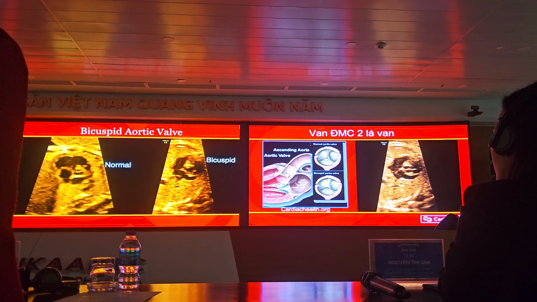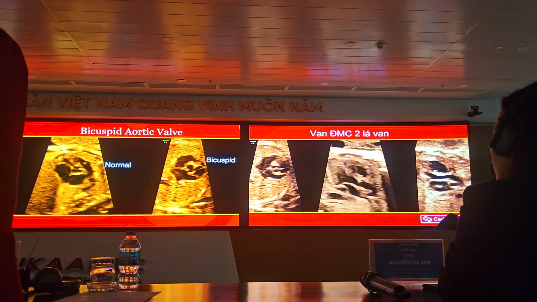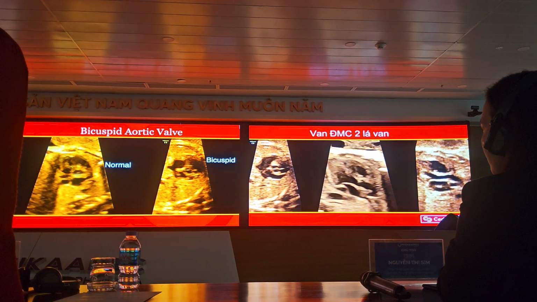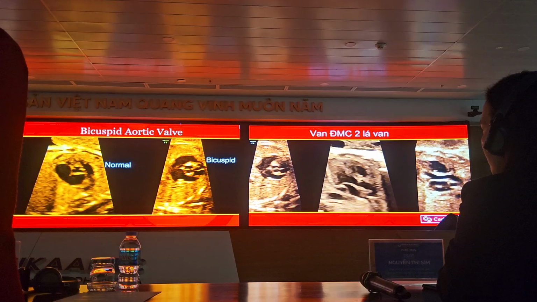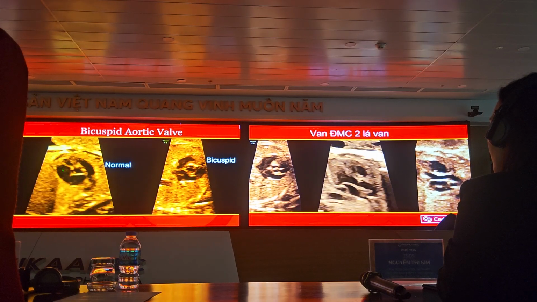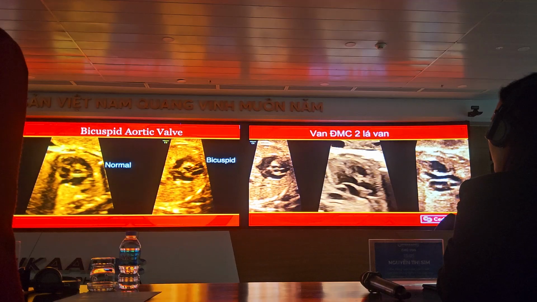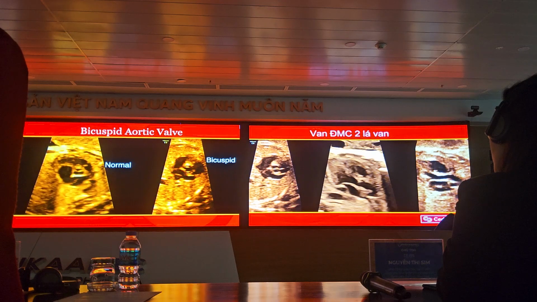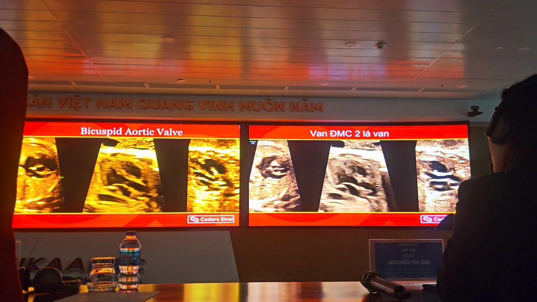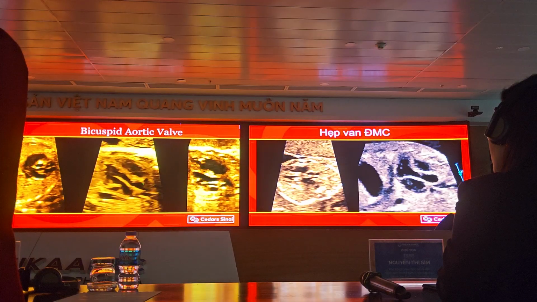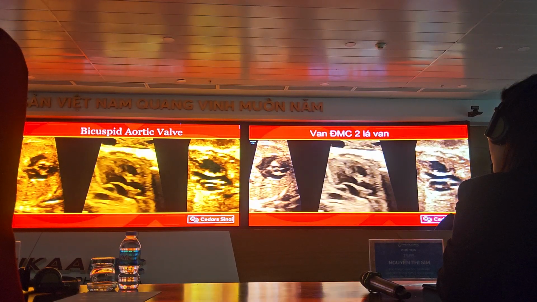So here's normal on the left, looks like a Mercedes sign. This is on a short axis view. It's not easy to get this view, but if you can, try to open up a Mercedes sign, and here's a bicuspid aortic valve on the right. You can see the difference, yeah? So here are other views. Here's a bicuspid aortic valve in a short axis. Here's a bicuspid aortic valve in a long axis.